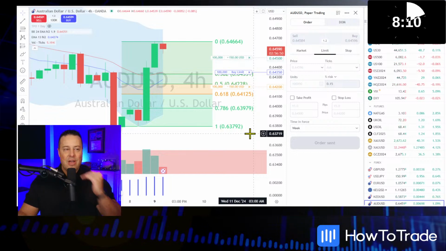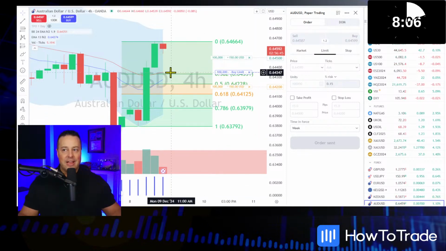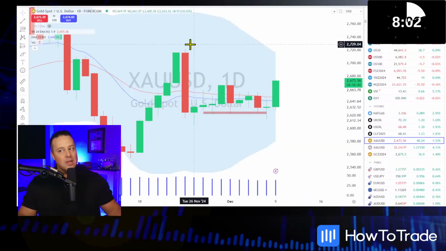4 hour chart. We're in the pocket. We're ready to go. Early day trading, and I really like that idea that we're going to get an opportunity maybe to trade a little bit later today. Gold. It's not a party without gold.